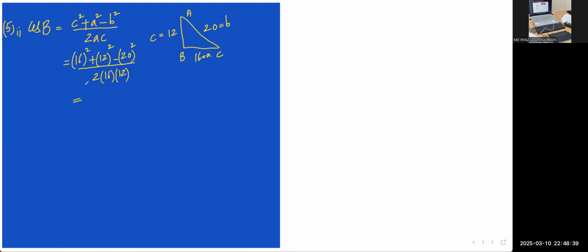You are not getting 90 degrees? No, I'm getting 0. 16 square is 256, no? Let me check it once again. 16 square is 256, plus 12 square is 144, minus 20 square is 400, divided by 2 into 12 into 16. So it will be 256 plus 144 minus 400.